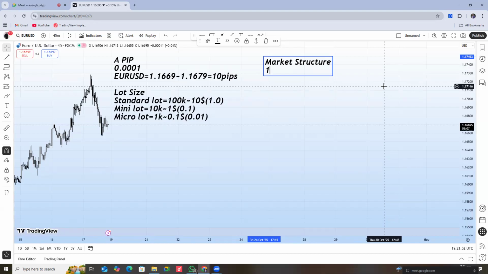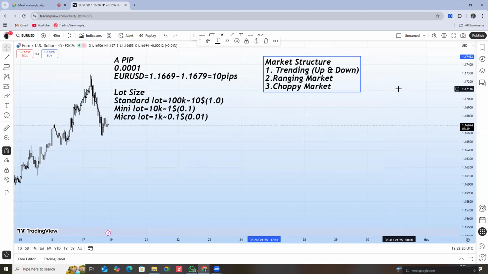So we have three main types. We have the trending market, and under that we have uptrend and then downtrend. Then the second one is the ranging market. And then the third one is the choppy market.